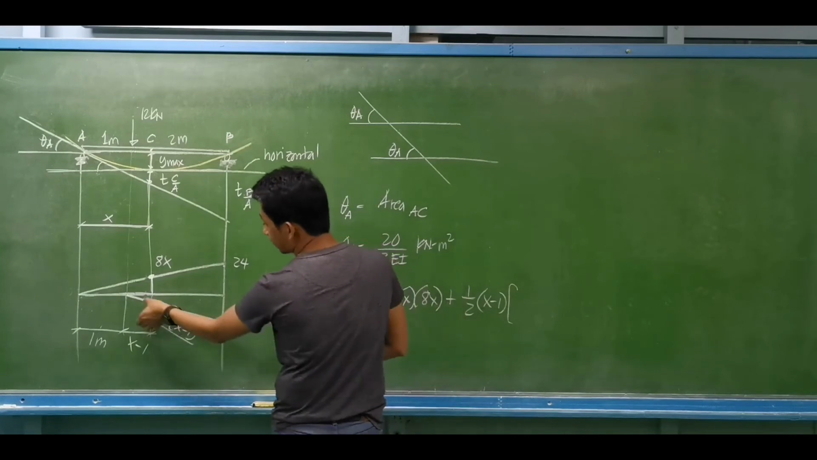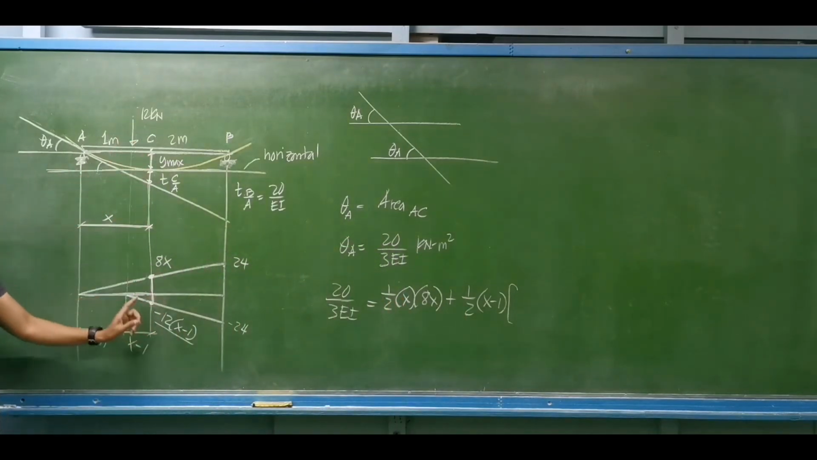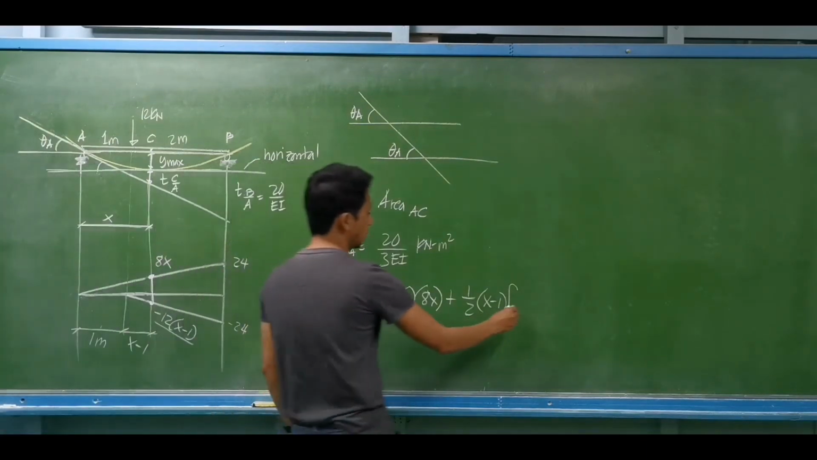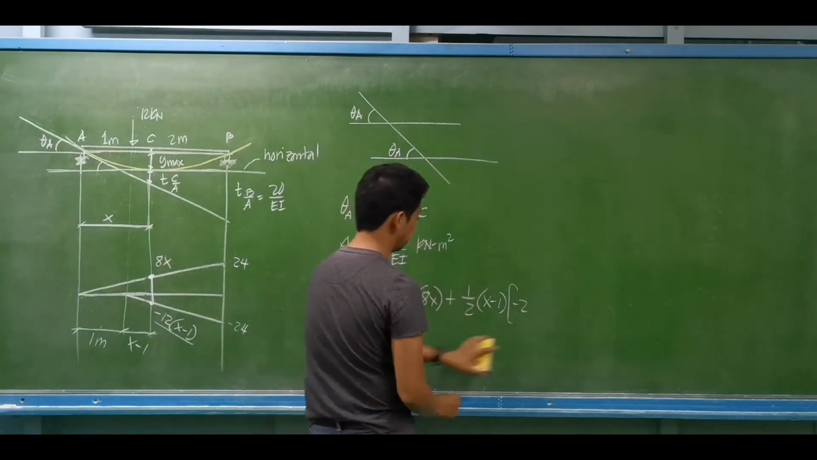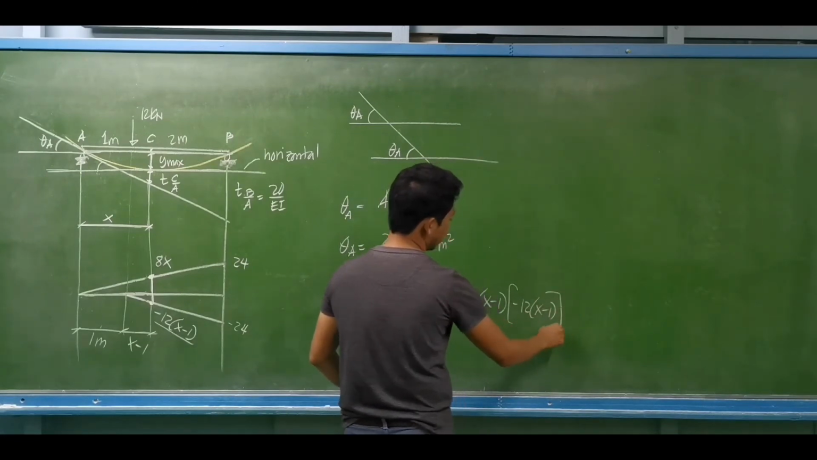Ano naman yung kanyang height? Okay, what is the magnitude of that moment caused by this 12 kilonewton? At that point, we have negative 12. This is negative 12 divided by x minus 1.